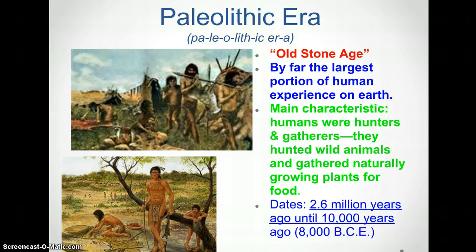Paleolithic means the Old Stone Age. It's by far the largest portion of human experience on Earth, which means if you add up all of the time human beings have spent on Earth, most of it has come during this era. The main characteristic of this time period was that humans were hunters and gatherers, which means they hunted wild animals and they gathered plants that were just growing naturally or in the wild for their food. They didn't grow their own food. And the dates for this are from 2.6 million years ago until 10,000 years ago.